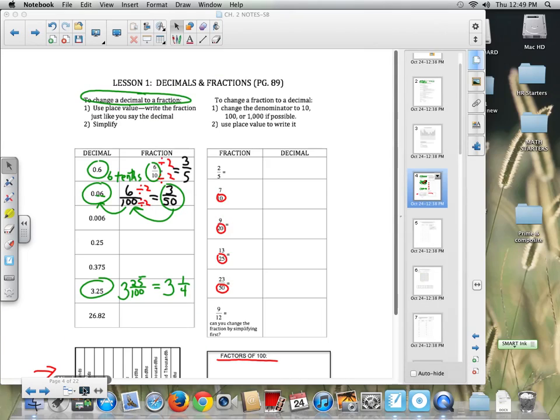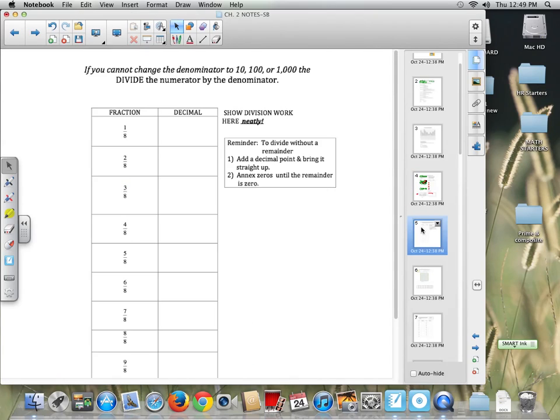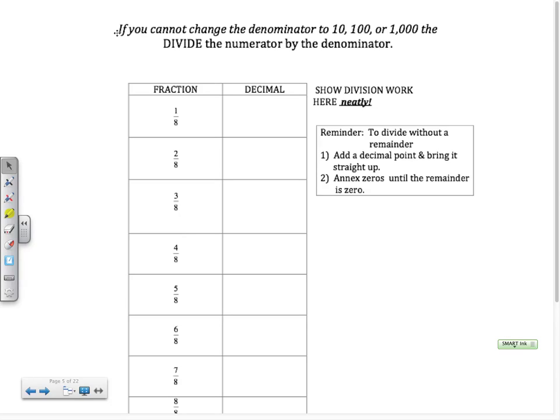Next page in your notes. If you cannot change the denominator to 100, 10, or 1,000, what are you going to do? This is where we did this in class. We divide the numerator by the denominator. So we know the numerator is the number on top. Lots of vocabulary. The bottom number is called the denominator. And so when we divide 1 divided by 8, it's going to look like this. 1 is being divided up by 8. Yes, a small number can be divided by a bigger number if we add a decimal and 0.